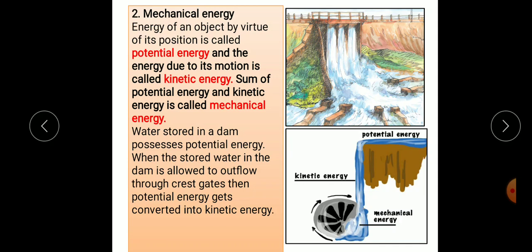Here an example is given, students. You can see in the images water stored in a dam possesses potential energy. When the stored water in a dam is allowed to outflow through crest gates, then potential energy gets converted into kinetic energy. Means energy consists of two forms of energy, potential energy and kinetic energy. The sum of potential and kinetic energy is called mechanical energy.